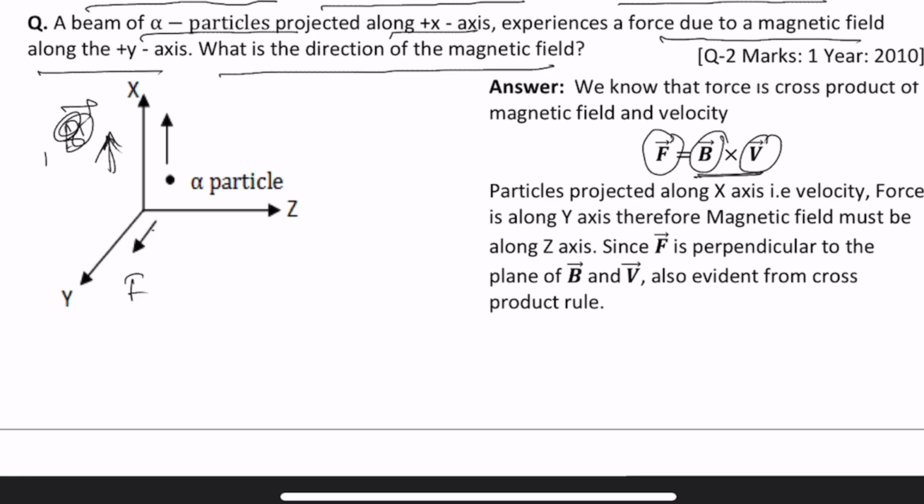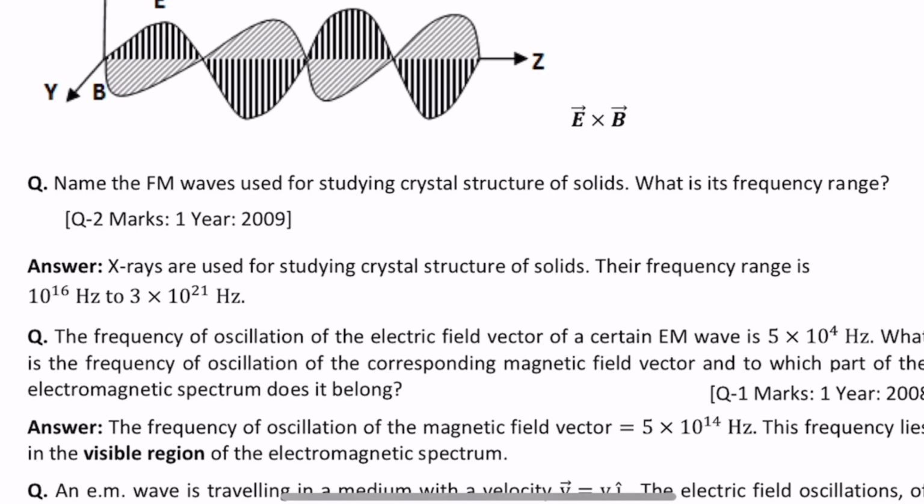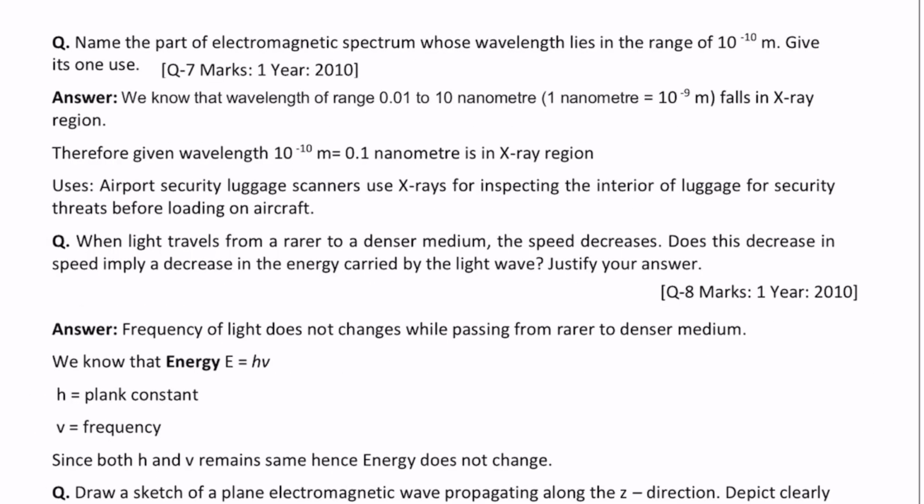The velocity is along the x-axis, so the direction must be along the z-axis. Okay, so this is satisfied. Then only the cross product of B and V will give this F, direction perpendicular to B and V. So the particle is projected along the x-axis, that is the velocity, and the force is along the y-axis, therefore the magnetic field must be along the z-axis. That's all.